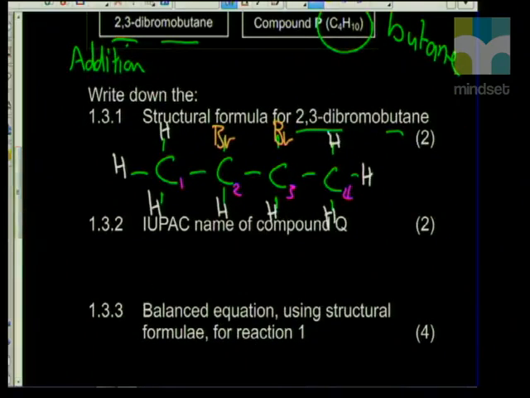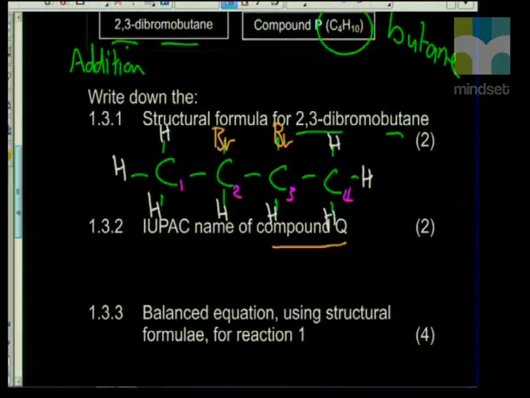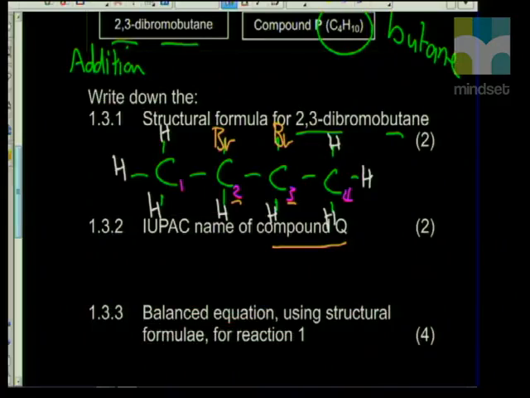Now, the next part at least, we've already done because we were asked to identify compound Q. I beg your pardon, we haven't done it. We simply know that it was an alkene. But we haven't identified its actual name. What we do know is the double bond was between the carbon number 2 and carbon number 3, because that's where the bromines went in. So it was an alkene, so it was but. But where was the double bond? Between carbon number 2 and 3. So on 2 is the lowest number, so it's but-2-ene.